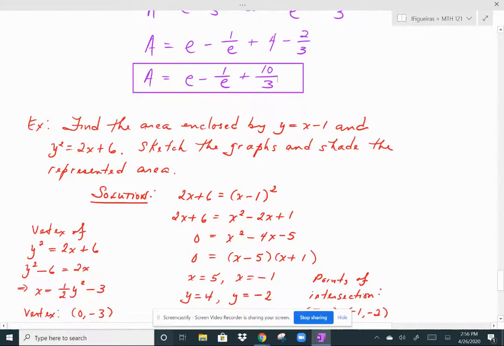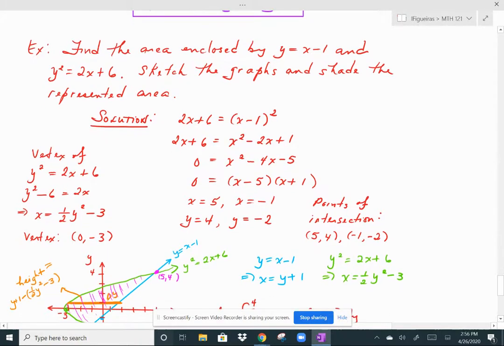Okay, so here's another example. We want to find the area enclosed by y equal to x minus 1 and y squared equal to 2x plus 6. Sketch the graphs and shade the represented area. All right, so this time it might not be quite as obvious. Is this going to be horizontal or vertical elements? Notice that this one is a typical line, y equals x minus 1, but this one's unusual, right? This would not be a function. So we really need to see what this looks like before we determine how we want to compute the area.